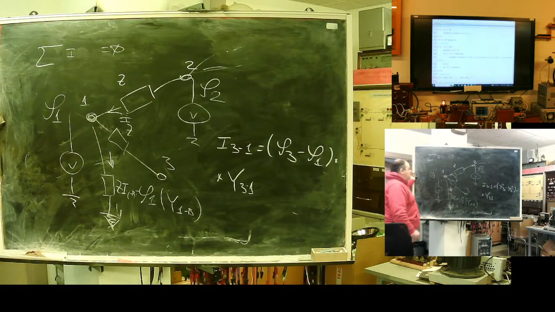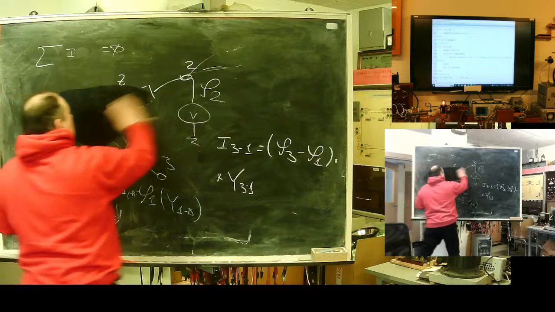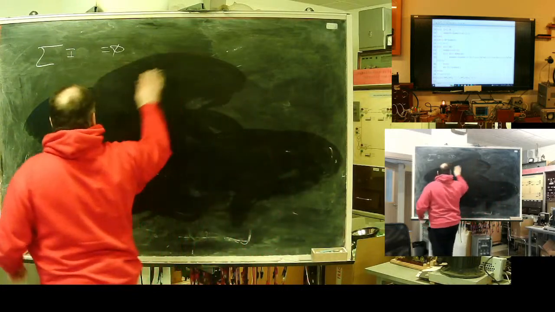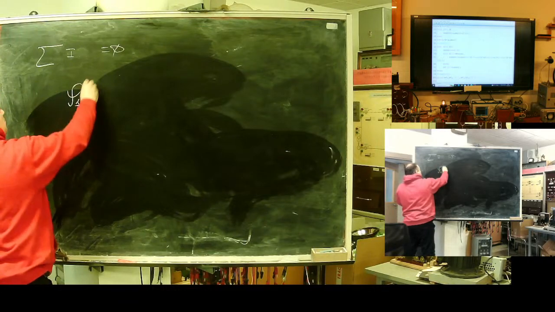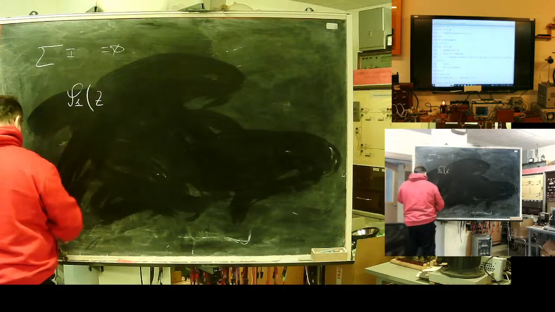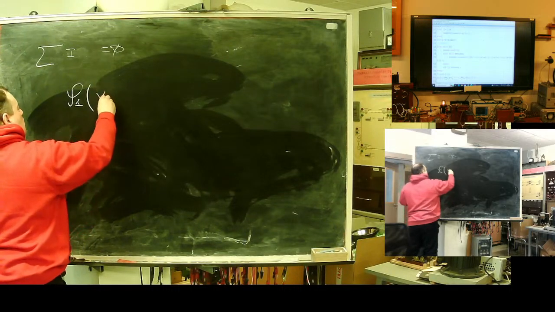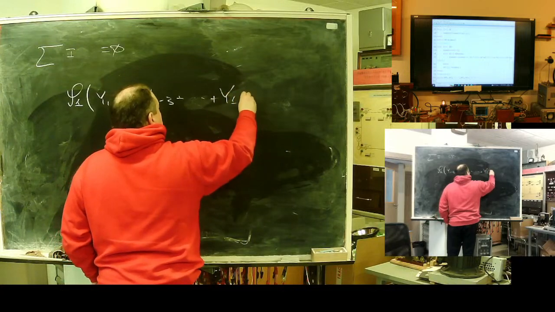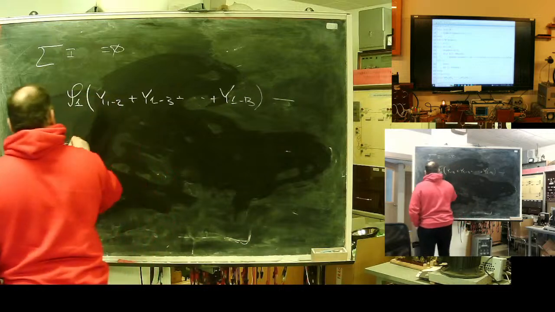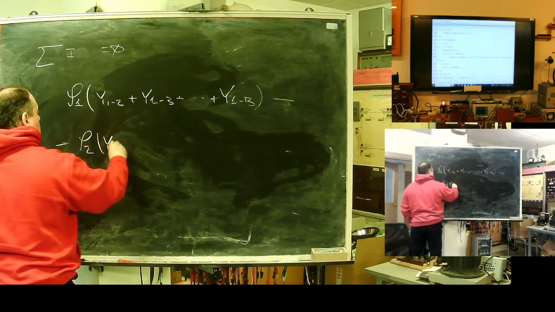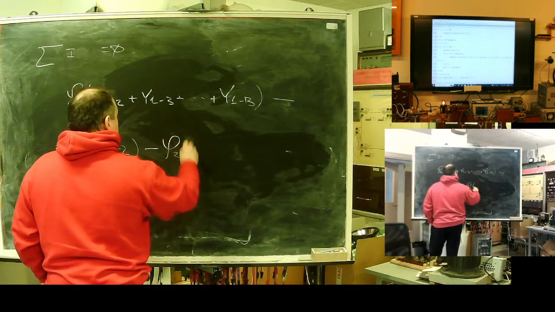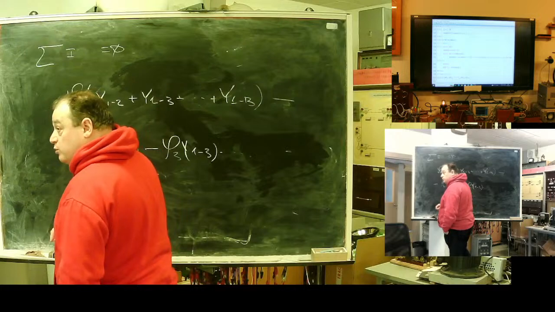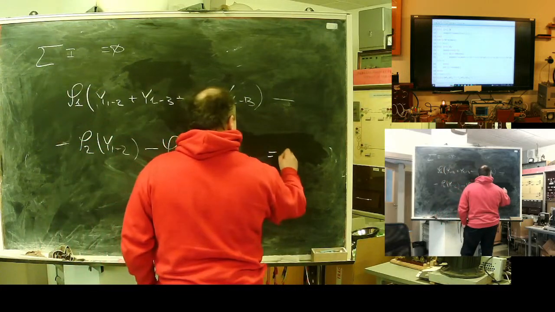If we take a sum of currents, we will be able to write something like this: P1 multiplied by, sorry, not that, but conductance 1,2 plus conductance 1,3 plus and so on, plus conductance 1 base, minus Phi2 conductance 1,2 minus Phi3 conductance 1,3 minus and so on, but not the base node, because base node potential is 0, equals 0.